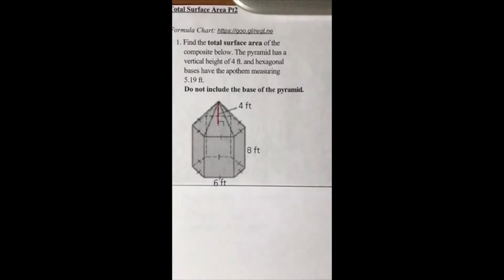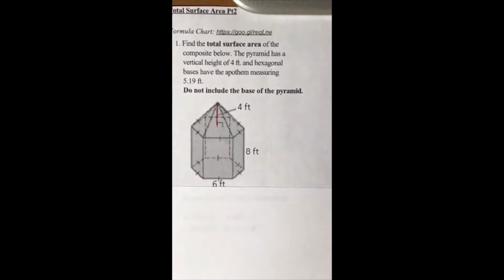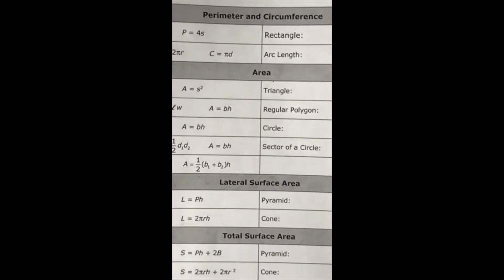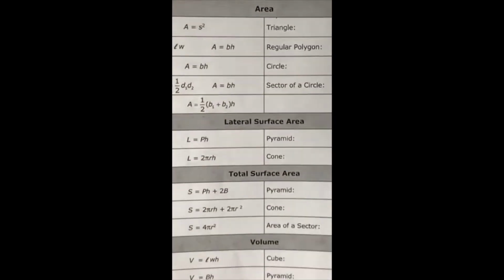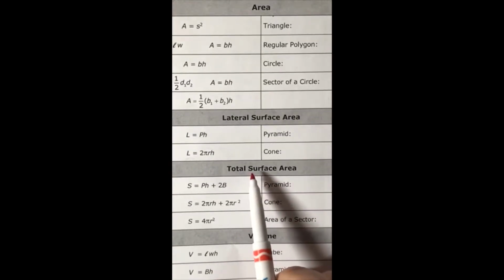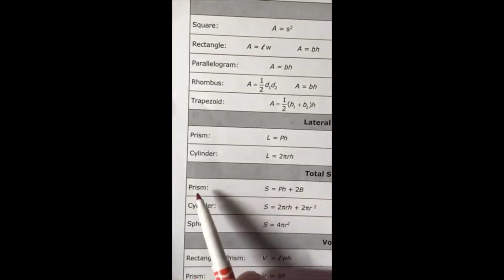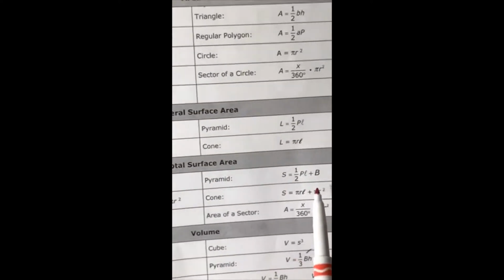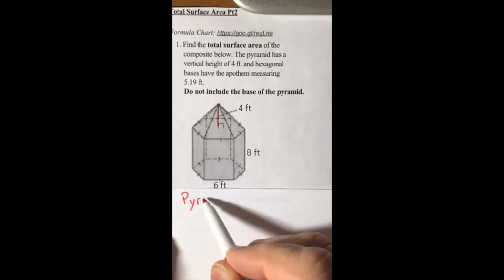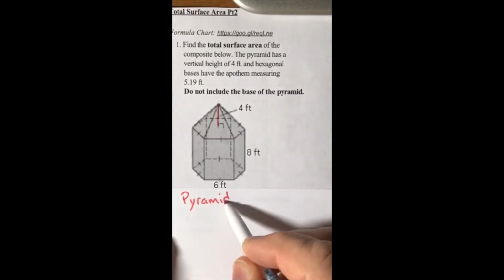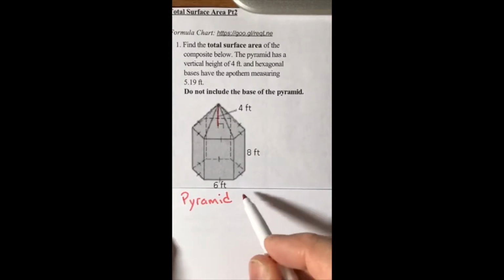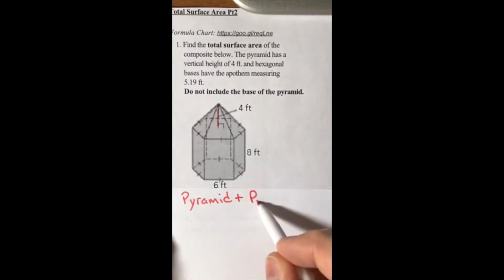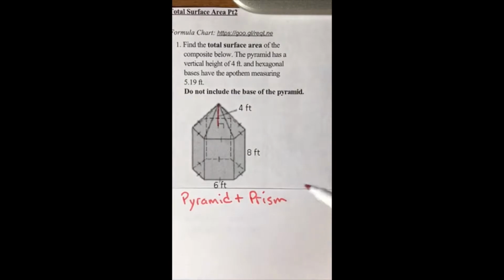So we go to our formula chart. We will need to look for a total surface area for a prism and a pyramid. I'm going to come down here to total surface area under this section here and look for my prism and my pyramid formula. The pyramid first. So I'm going to look for total surface area of a pyramid and prism. And that'll help me keep organized.